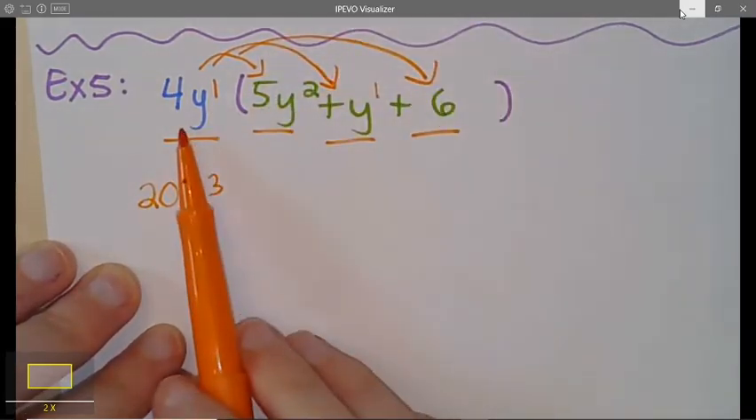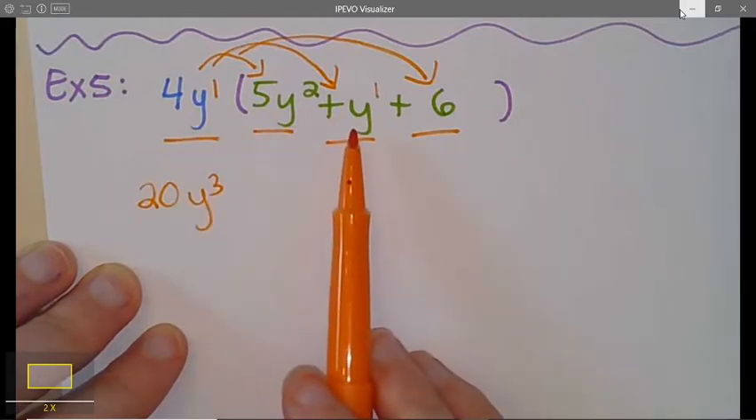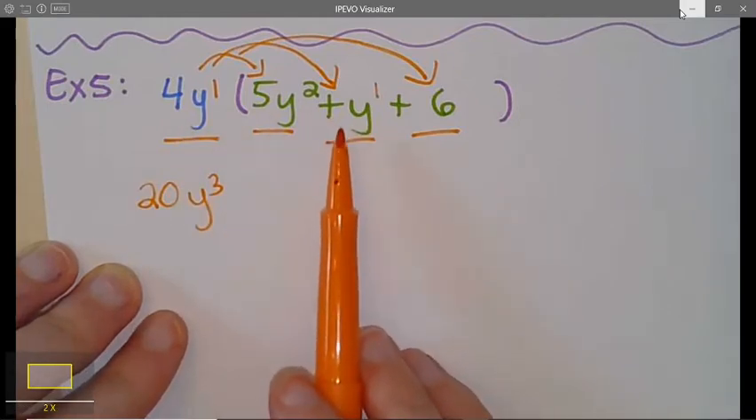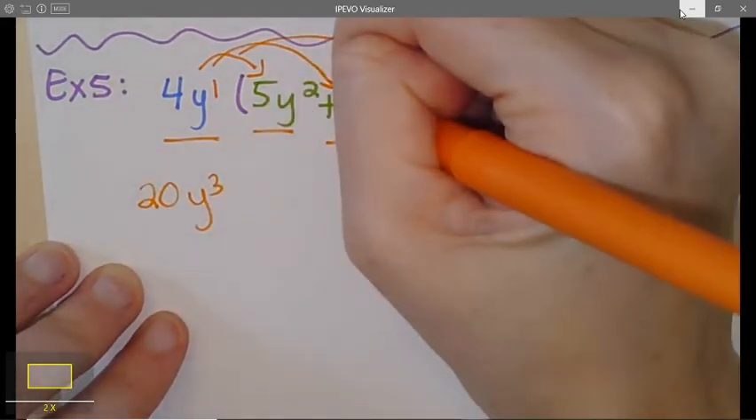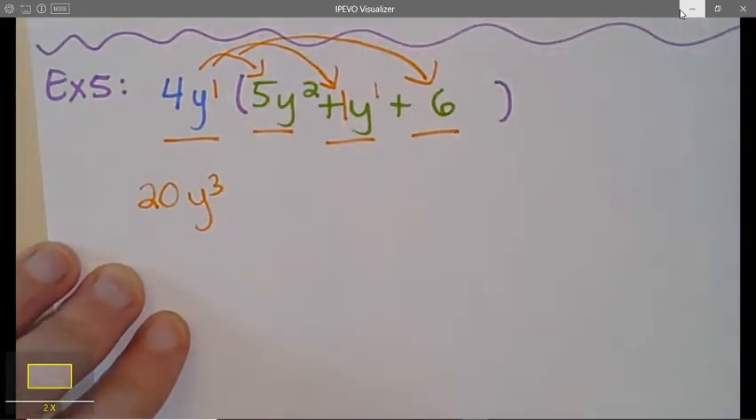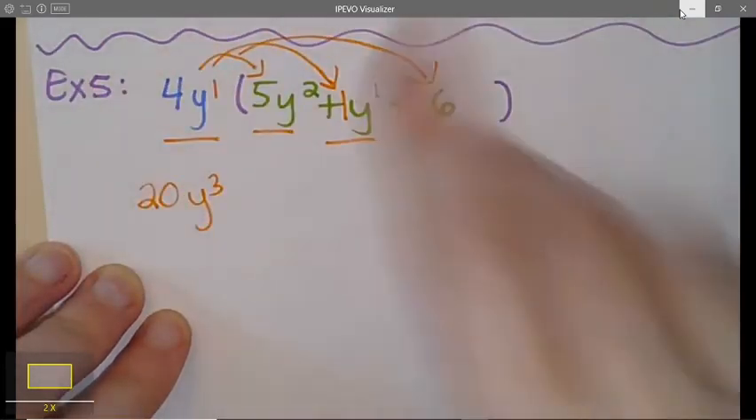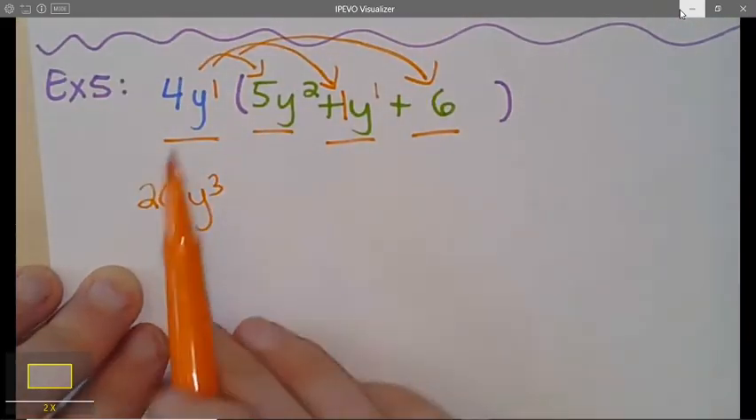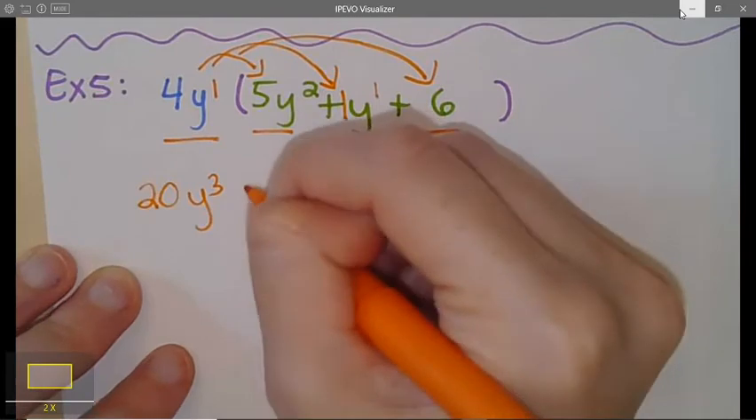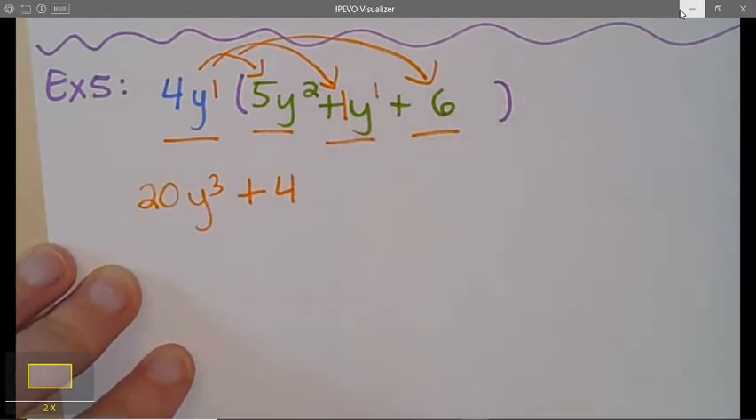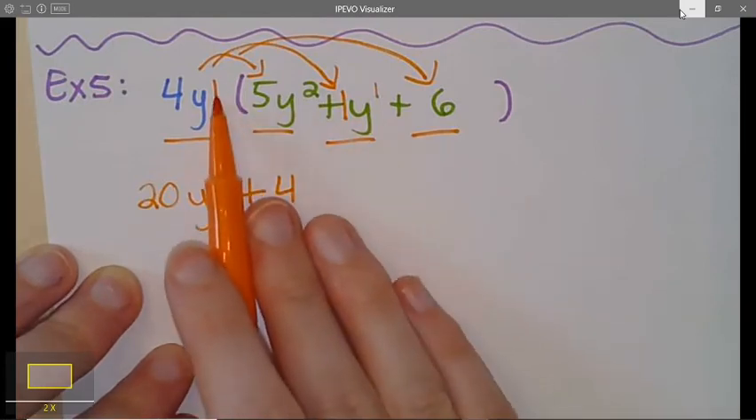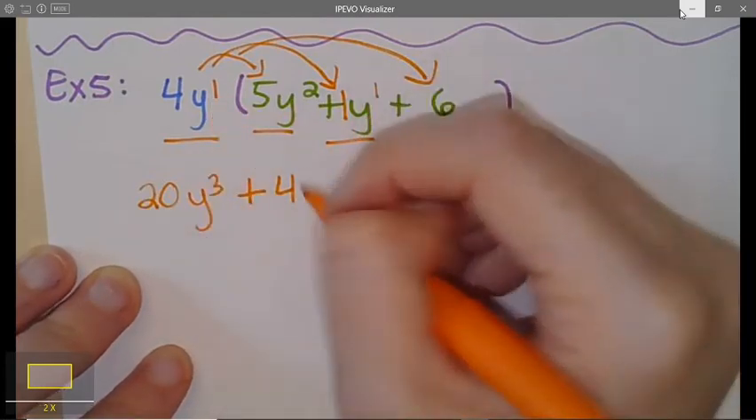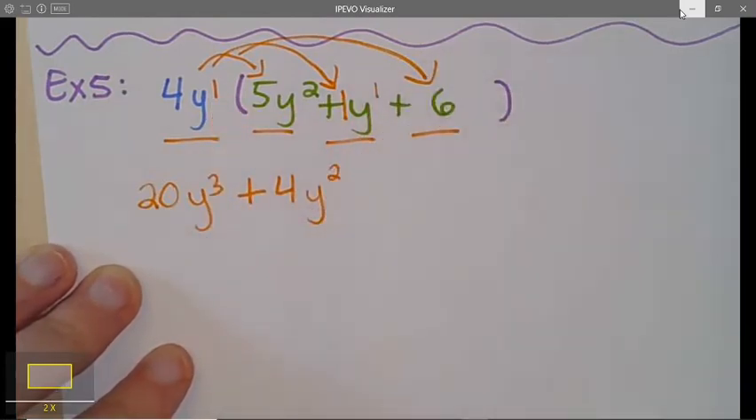Okay. Then 4 times, well, this is a y. If I don't have a number in front of my variable, or if I don't see a coefficient, there is secretly a 1 in front. Okay, so there's a bunch of these little sneaky little ones you have to look out for. Okay, so 4 times 1 will give me a positive 4, so plus 4. Okay, and then my y's, I'm going to add the exponents. So 1 plus 1 gives me a 2, so 4y squared.